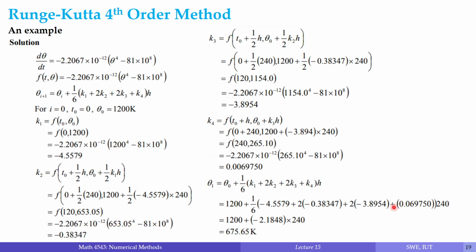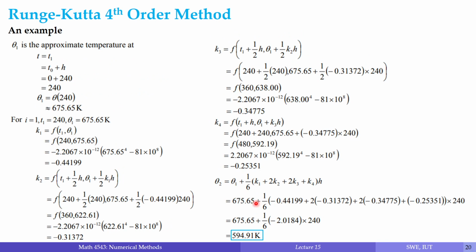If you plug these values into your calculator, you should get something like 675.65 kelvins. That's your approximation of the temperature value after performing the first step. We are not done yet. This approximation is at the time t equals 240 seconds. It's t naught plus h, so 0 plus 240 seconds.